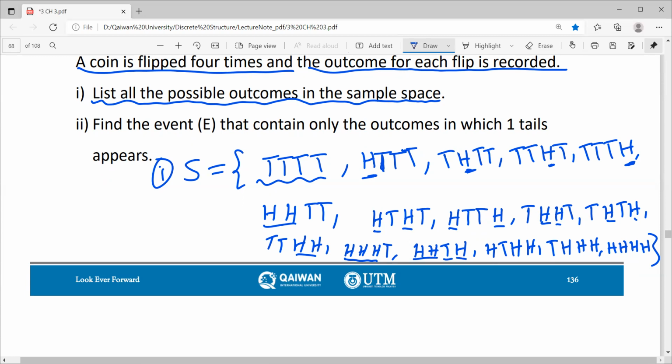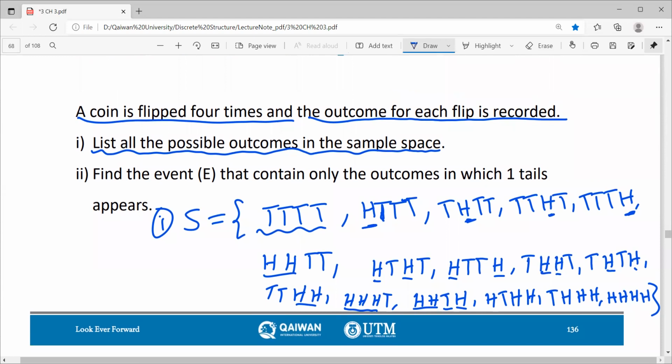These are all possible outcomes. So this is the answer for the first one. Now in the second part we should find the event E that contains only the outcomes in which one tail appears. If you have only one tail, so what's the event? And here we just write down the event.